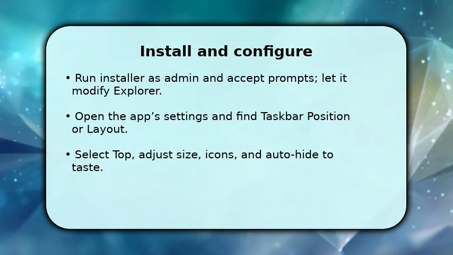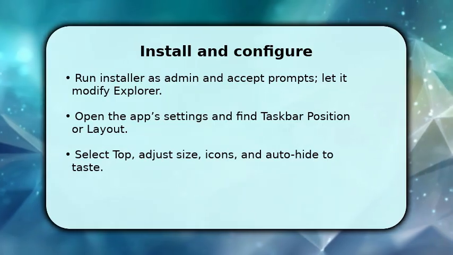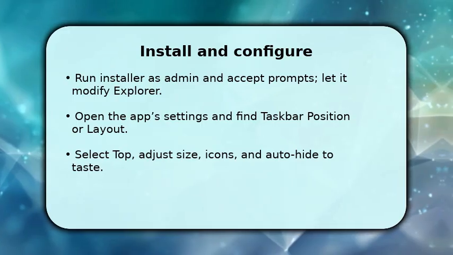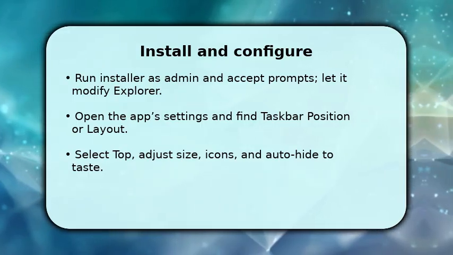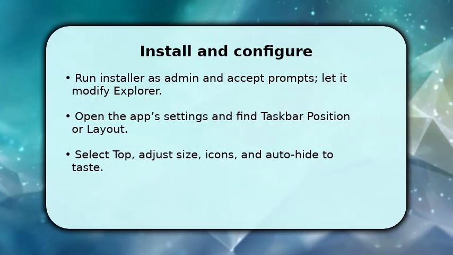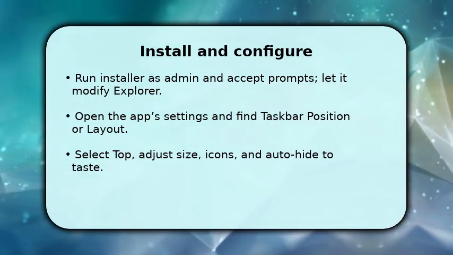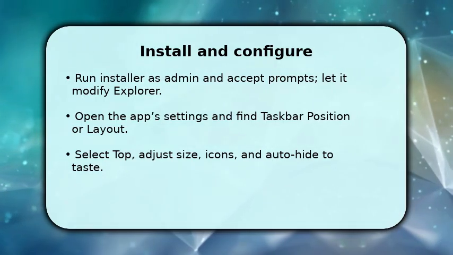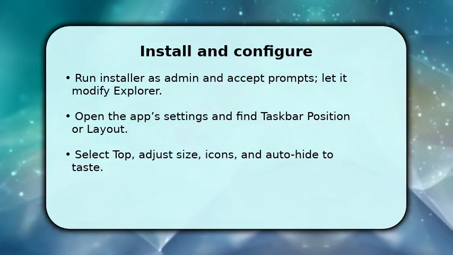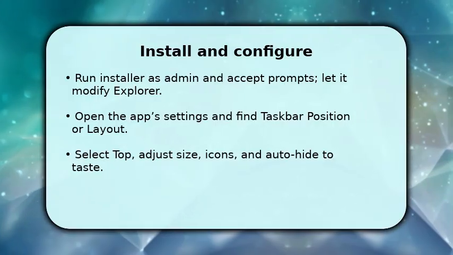You install the tool and then open its configuration UI to change the taskbar position. Once installed, open Explorer Patcher or Start All Back settings and locate the taskbar section. This is where you switch position to top. Make adjustments like icon size, spacing, and auto hide so the bar fits your workflow. Take your time here because these settings affect daily navigation.